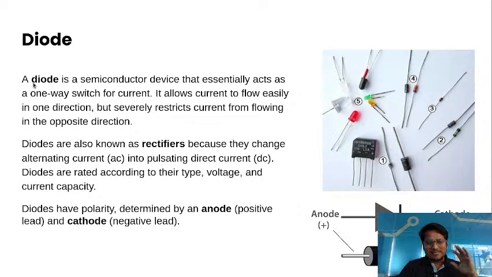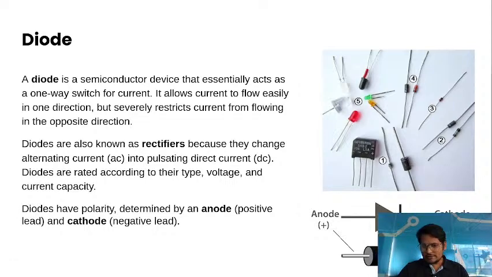A diode is a semiconductor device that essentially acts as a one-way switch for current. It allows the current to flow in one direction only. In the reverse direction, it opposes the current. Diodes are used as a rectifier in a circuit. It converts AC into DC, and a diode can be used as a switch also. Most of the time we have seen a diode as a switch, but conversion is another application of the diode. Diodes have polarity, anode and cathode.